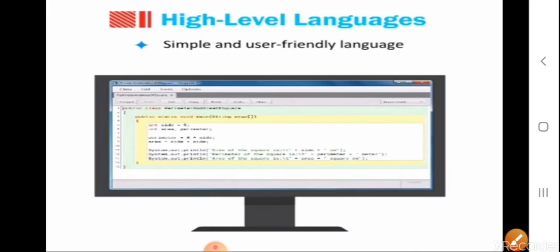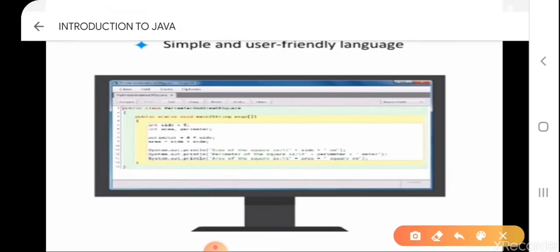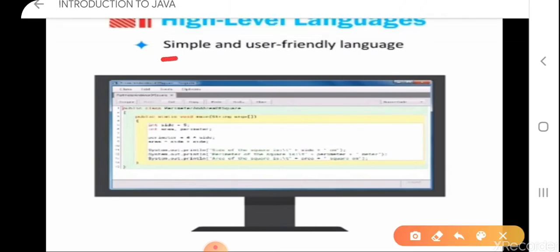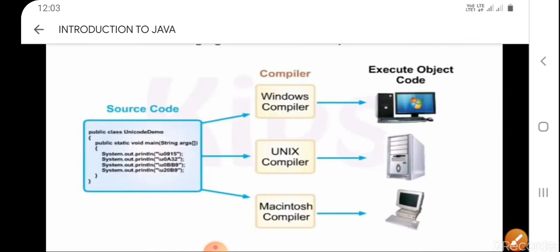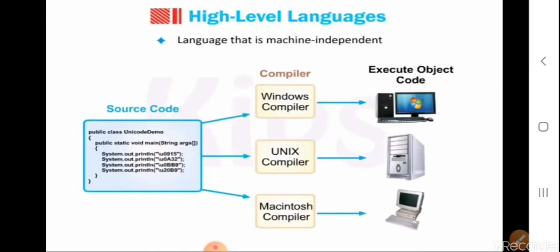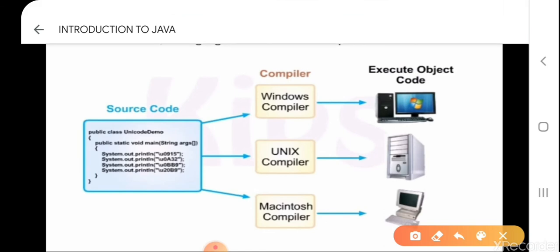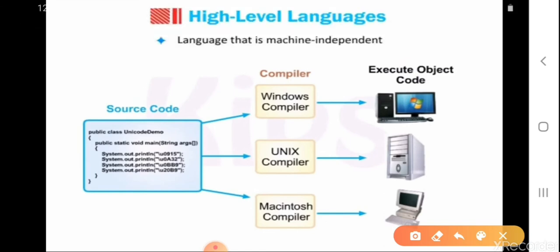Now, what were the features of a high level language? A high level language was a simple and user friendly language. What is the meaning of user friendly? User friendly means a language which is very easy for the users to understand. Also, a language that is machine independent. You know what the meaning of machine independence is. We have talked about this very clearly.